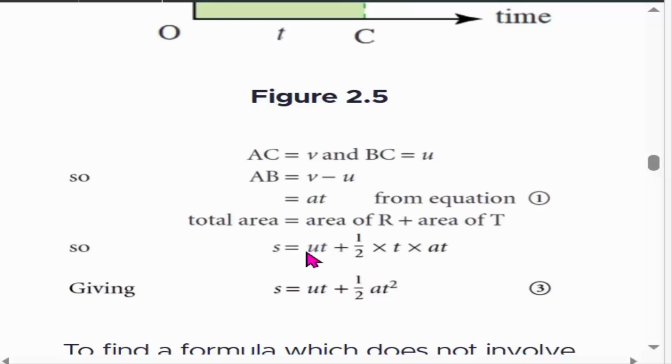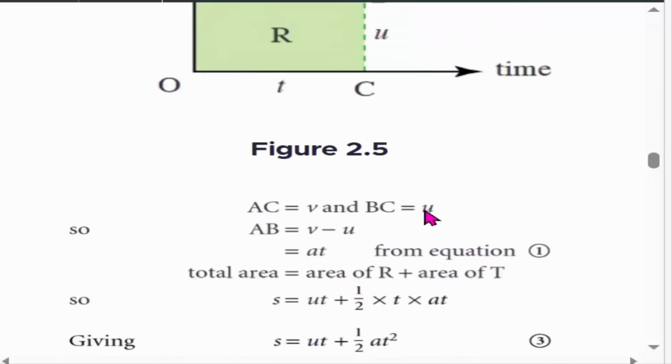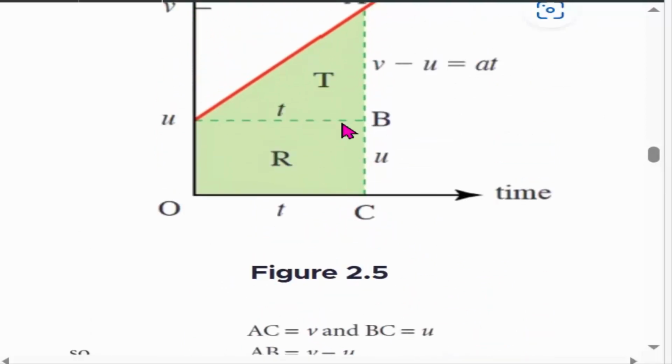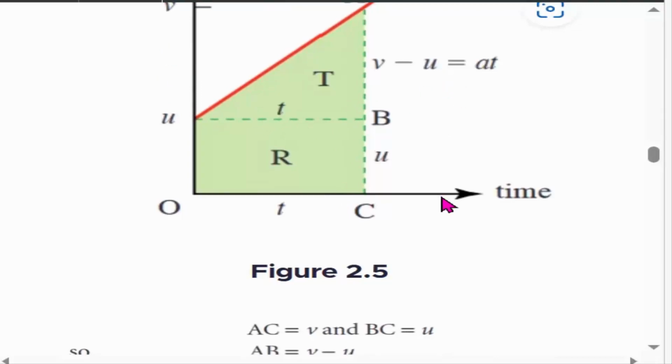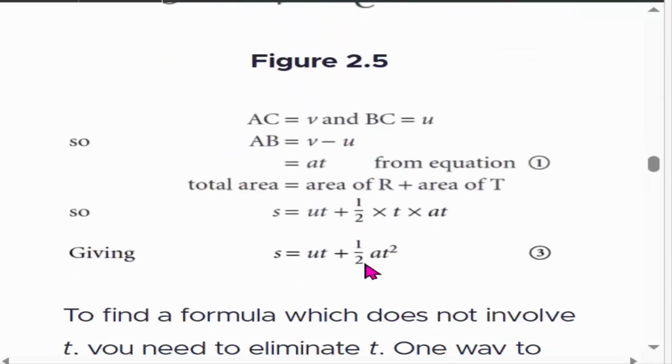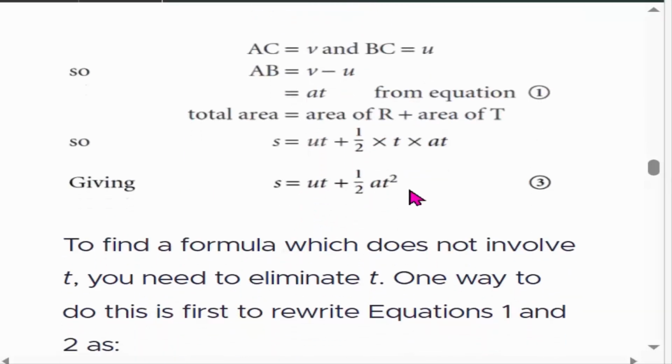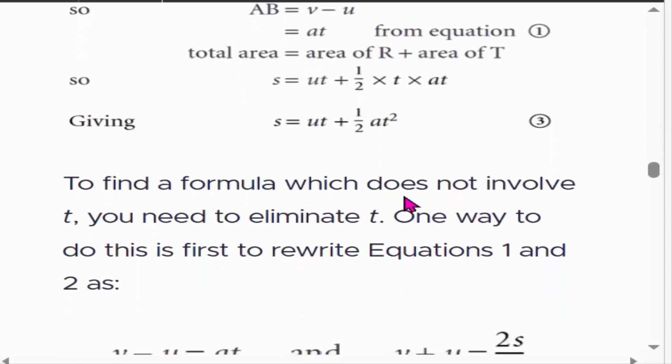ut is the area of the rectangle R, and the triangle T has area of half t times at, which equals half at squared. So this very important formula is s equals ut plus half at squared. In some cases, please note, we put s equals s0 plus ut plus half at squared, where s0 is the initial displacement. In most cases our initial displacement is 0, therefore we can easily use s equals ut plus half at squared.